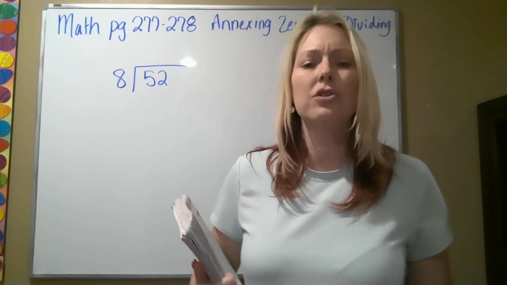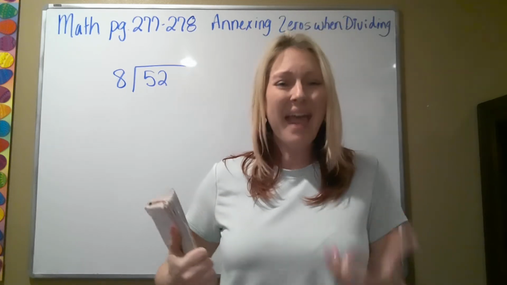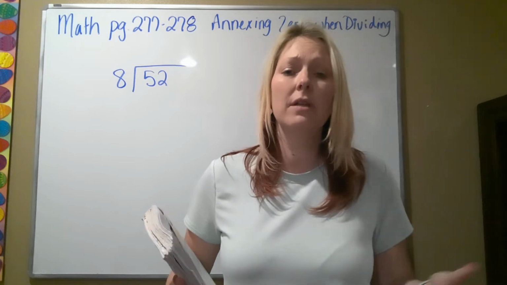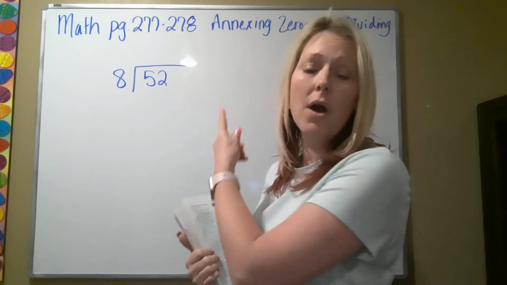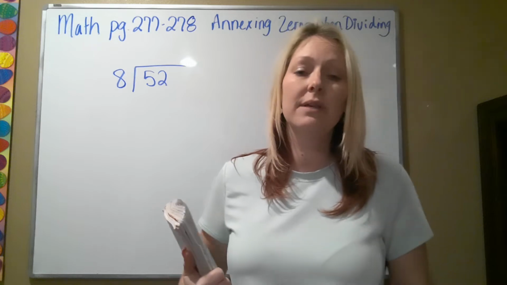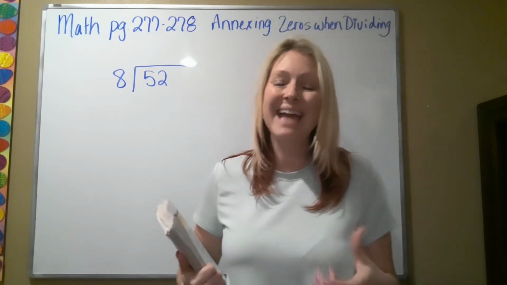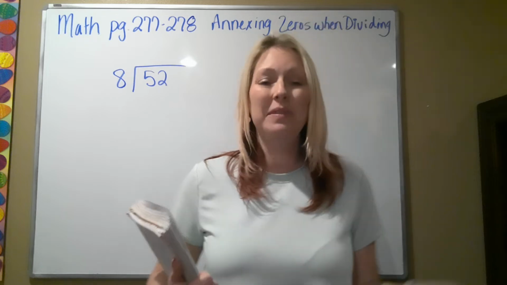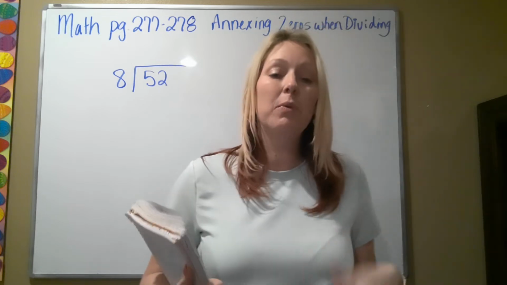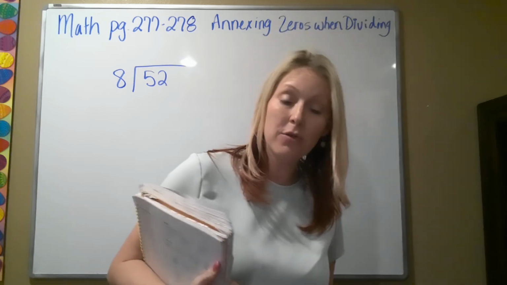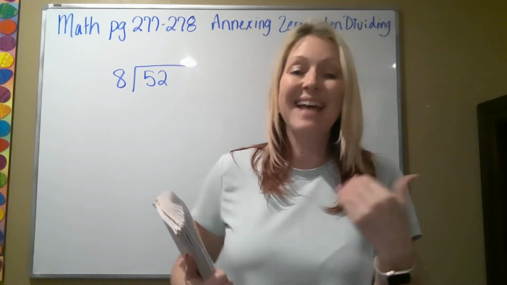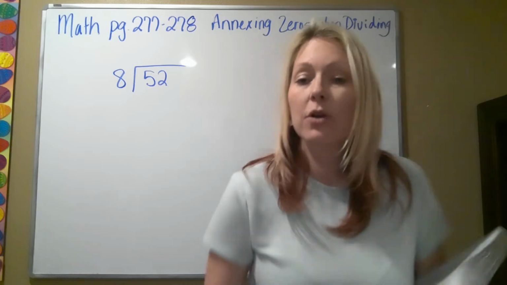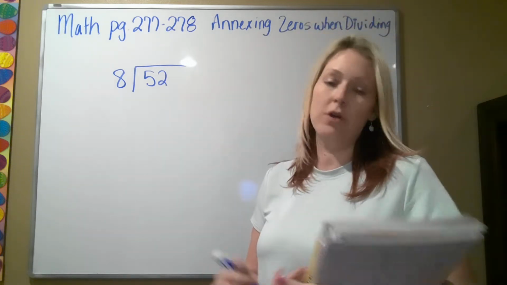I'm not exactly sure if you guys have done this type of division in the past with maybe Mrs. Tiffany last year, but we are on pages 277 and 278, and this is called annexing zeros with dividing. Now remember, annexing you would think means crossing it out, but we've learned, because we've annexed other things in the past, that that is actually adding, okay? So I'm going to go over this one problem with you first.